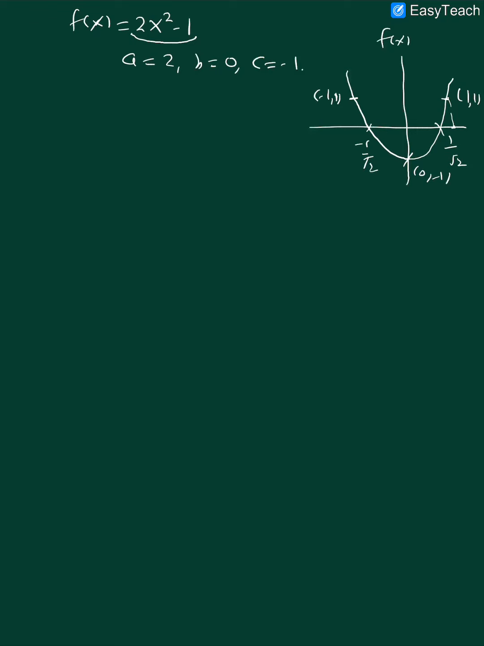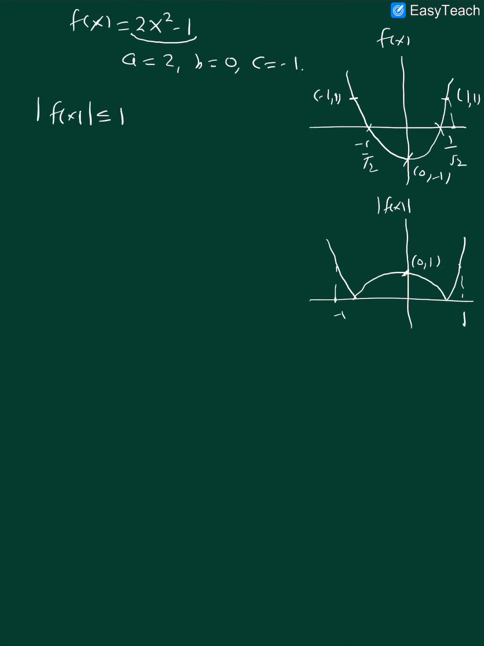This is the graph of f(x), and if we plot the graph of |f(x)|, then definitely the lower part, where the graph lies below the x-axis, is reflected with respect to the x-axis, and the graph of |f(x)| is something like that. And the maximum point, this point, is (0, 1). So clearly, for this quadratic function, |f(x)| is less than or equal to 1 for all values of x belonging to the closed interval -1 to 1.